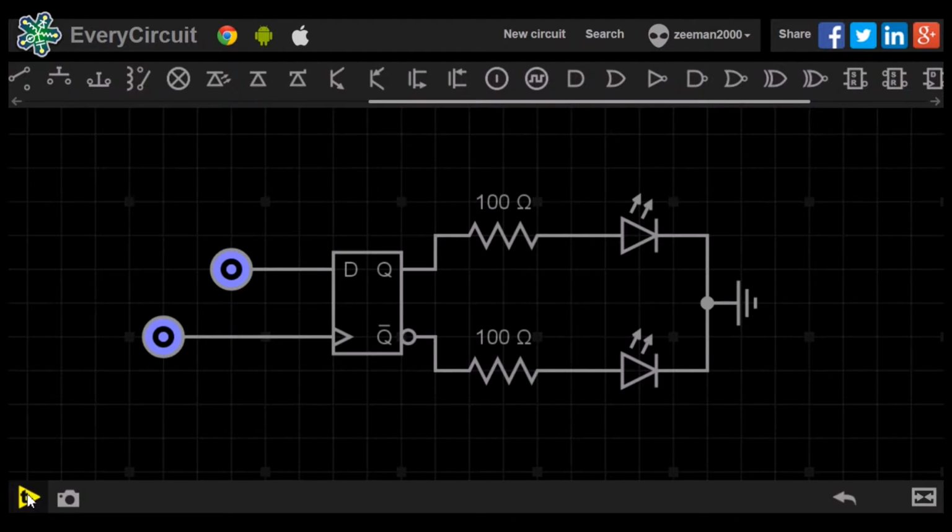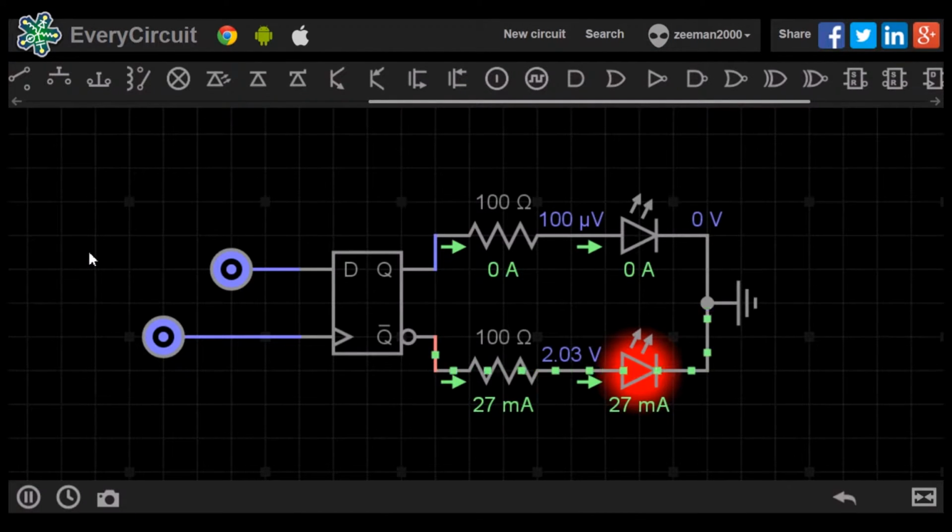Here is the D flip-flop set up with a logic source on D and on the clock input. At the output we have LEDs and current limiting resistors. We can now test the truth table we discussed previously. With both inputs at 0, Q0 is high. If we change D to 1 and keep the clock input at 0, the output does not change. If we change the clock input to 1 and D to 0, Q0 remains high.